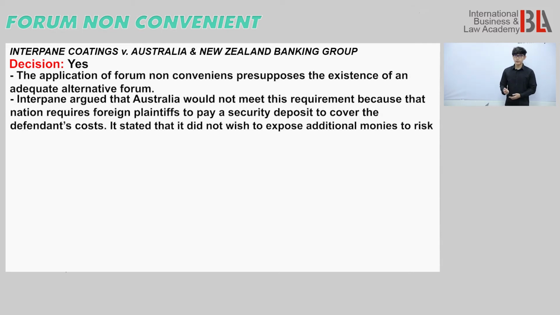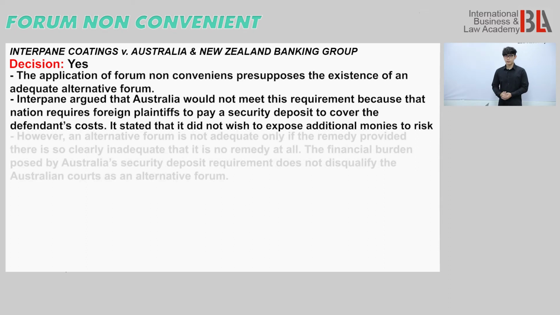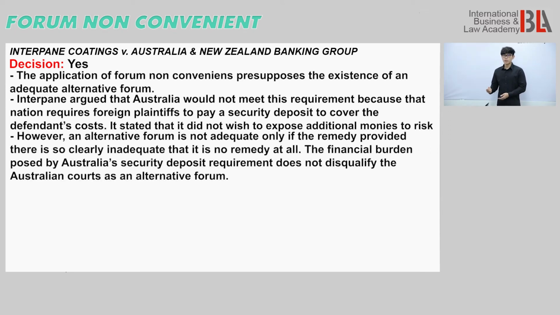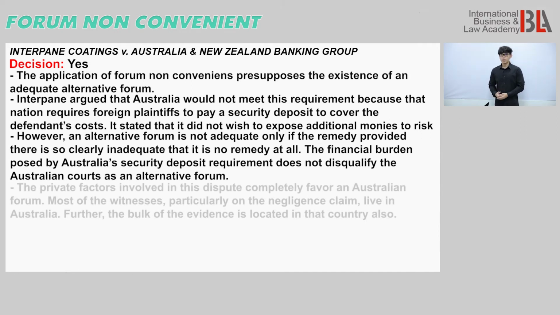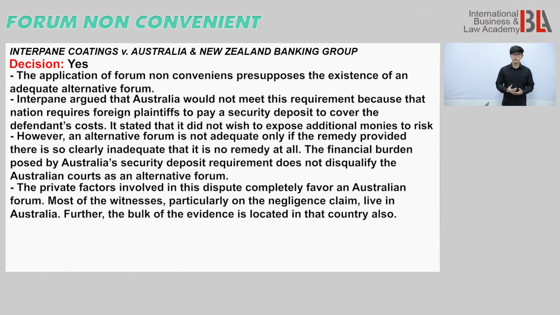Interpain argued that Australia would not meet this requirement because that nation requires foreign plaintiffs to pay a security deposit to cover the defendant's costs. It stated that it did not wish to expose additional monies to risk. However, an alternative forum is inadequate only if the remedy provided there is so clearly inadequate that it is no remedy at all. The financial burden posed by Australia's security deposit requirement does not disqualify the Australian courts as an alternate forum. The private factors involved in this dispute completely favor an Australian forum.